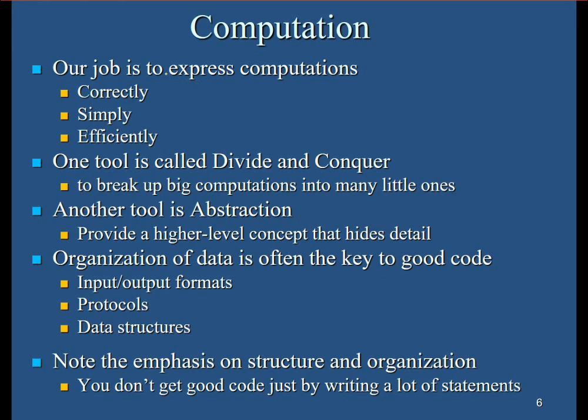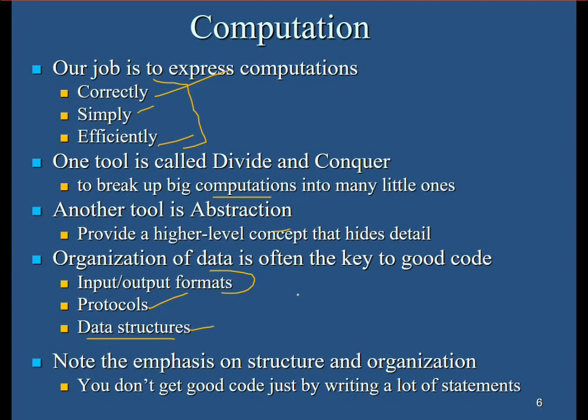So in computation, our aim is to express computation correctly, simply, and efficiently. There are various ways, so we need to choose the way which satisfies all these three aspects. One tool is called divide and conquer. That means to break a big computation into many little ones. The other is abstraction, which means providing a higher level concept that hides the detail. Then comes the organization of data, which is often the key to good code, meaning what the input and output formats will be, what protocol we are going to use, and the data structure. Very important, the data structure.